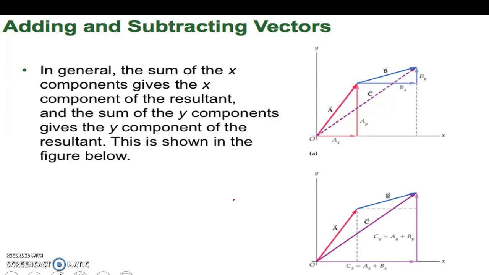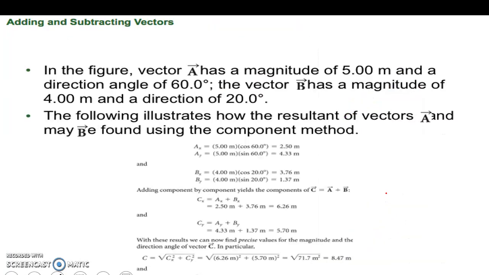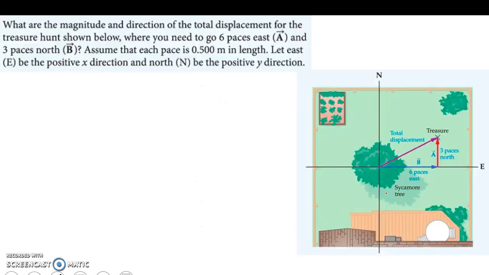So the sum of the x components gives the resultant x. So if I look at A and B, if I look at my XA and my XB, that will equal the total x for C. Same thing with the y. The AY and the BY will equal the CY. So adding the components will give you the resultant information using the equations that we used previously. And there's the math for that. We'll do a practice problem so you can see it better.